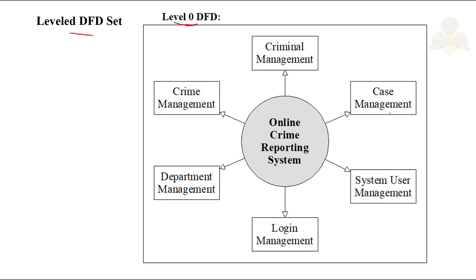Now the leveled DFD set has a starting DFD, that is level 0 DFD. It is a very abstract representation of the system. It will identify the major inputs and outputs and the process in the system. In the level 0 DFD, we have only one process, that is the entire system itself. In the next level, level 1 DFD, we will divide this process into sub processes, or we refine that so that a slightly more complex DFD is drawn for that level.